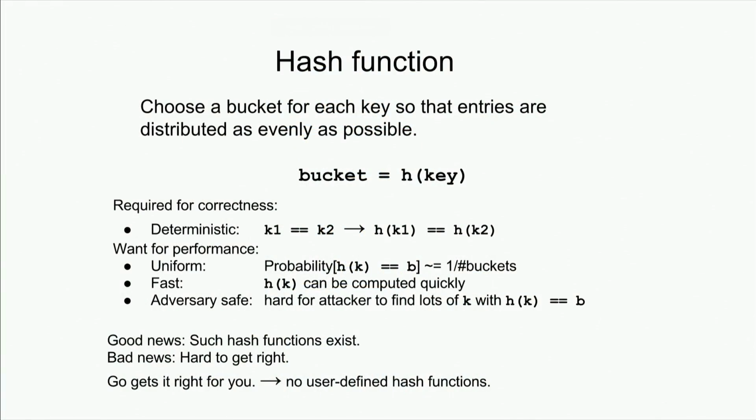adversaries can't do that. The good news for this talk is that such functions do exist, and we have one in Go. The bad news is they're hard to get right. It's very easy to write a hash function that takes certain elements and all maps into the same bucket. It takes quite a bit of engineering to get this hash design right. And so in Go, we're going to do this for you. Go takes care of computing hash functions for any type you want to use for your maps. And the consequence of that is you can't define your own hash function, and as a consequence, your own equality function for maps. We take all of that and do it for you.